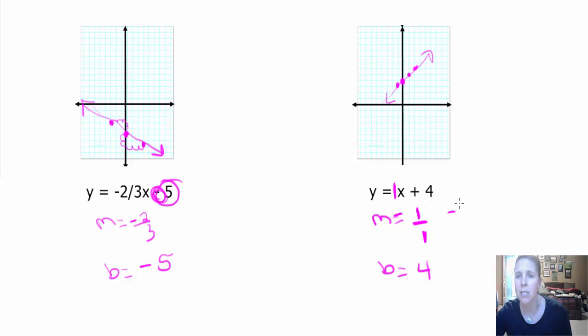Okay, because this is the same as negative 1 over negative 1. If you go down 1 to the left 1, it's the same as up 1 to the right 1.